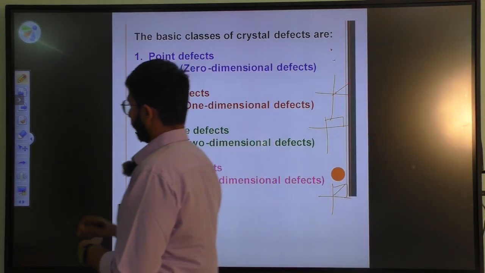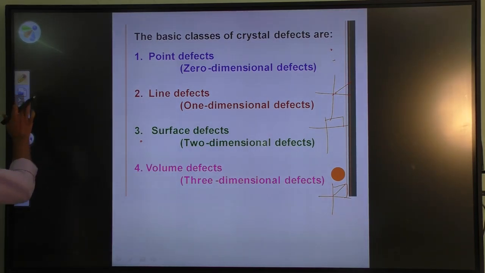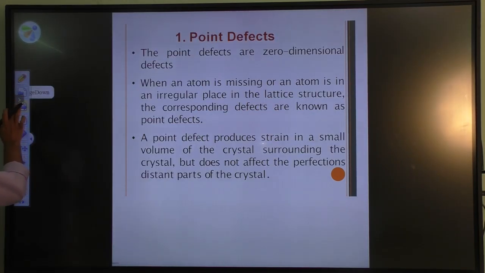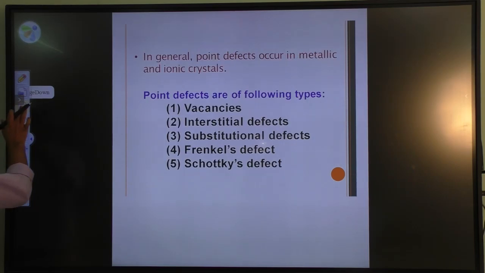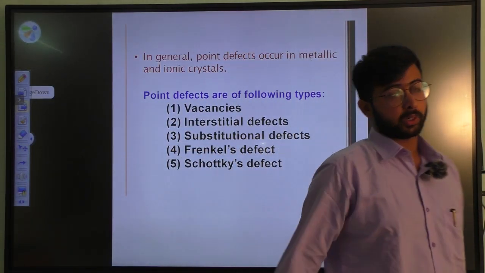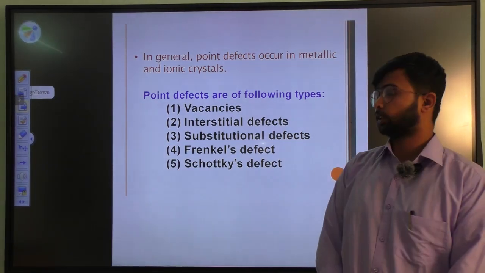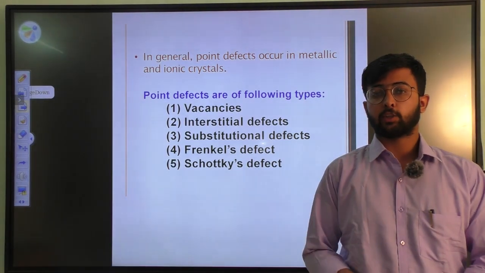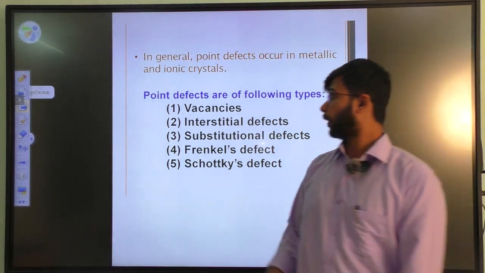We are going to learn today about point defects. There are five types of point defects: first vacancy, then interstitial, substitutional, Schottky and Frenkel.